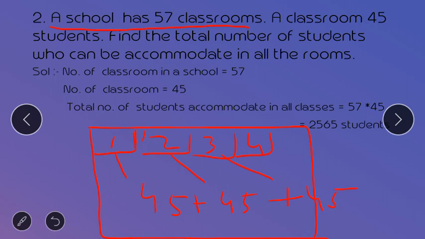57 classrooms are there. Now you have to find out the total number of students who can be accommodated, means who can sit in all the rooms. So what you have to do, you have to write the step: number of classrooms in a school, that is 57.